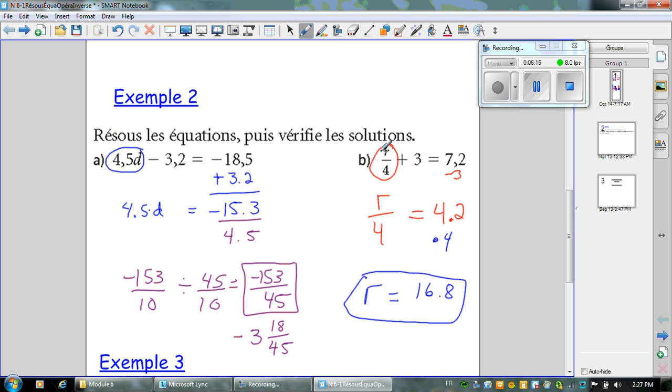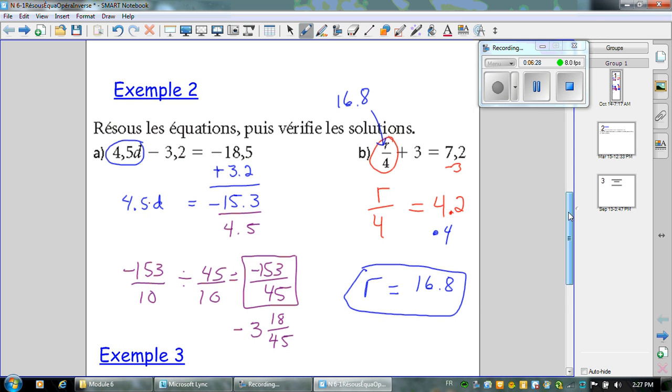If I put 16.8 here, 16 and 8/10, and I divide that by 4, that's going to give me 4 and 2/10. 4 and 2/10 plus 3, 7 and 2/10. I know I'm right.